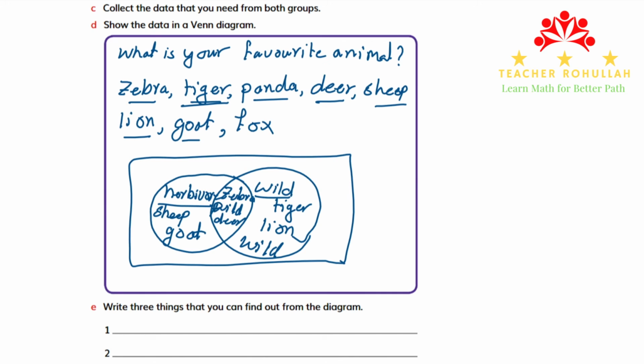I have written wild, sorry for the mistake here, it is panda. Panda is also wild, at the same time it is herbivore. And deer is also wild, but it is herbivore. This is how you can make a Venn diagram from a given information or from a given data. So now you don't have to work on the same question. You may ask a different question and sort your answers differently.